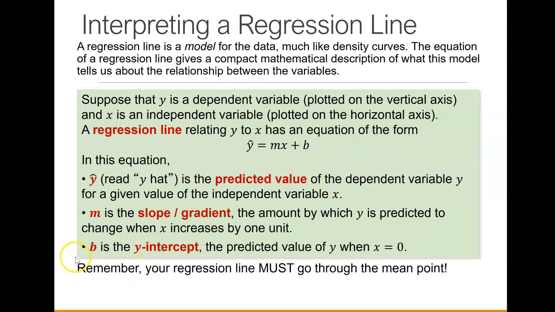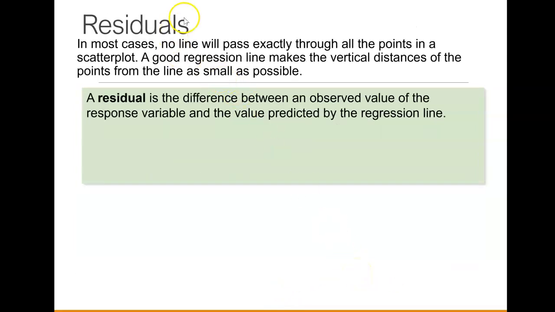Now, one thing we have to remember when we drew our regression line is that it had to go through the mean point. Remember that from last time? So keep that in mind. So in most cases, when we draw a regression line, we don't pass through any of the actual data points in our set, right?